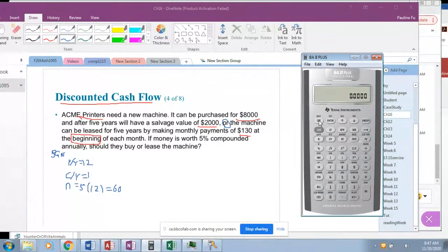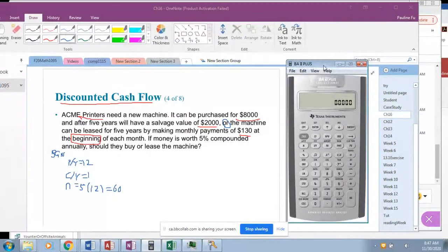Go to second quit. Make sure the calculator is in begin mode. Remember how to set up begin. Second, begin. Second, set. Second, quit. So now you have BGN. I repeat, second, begin. Second, set. Second, quit. You get the begin mode.